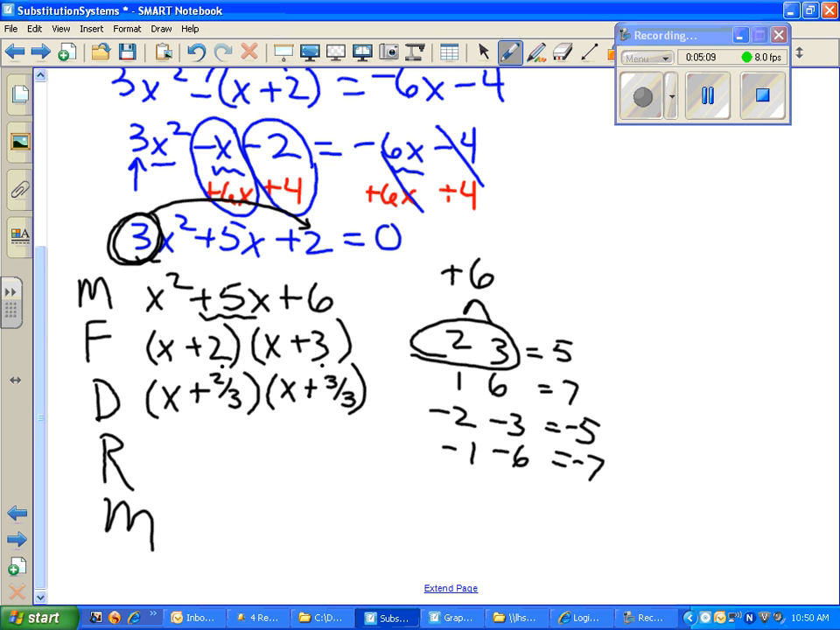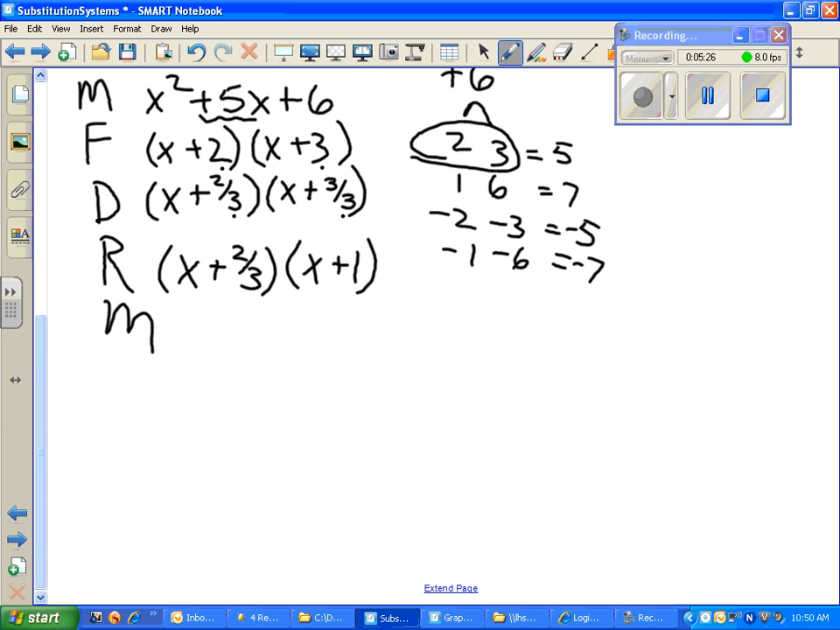R stands for reduce. You want to reduce either of these fractions if at all possible. So it's going to be x plus 2/3 and then x plus 1. And the last step, M for move. Anytime you still have a denominator, like this first set here has a denominator, you will move that denominator into the front of the parentheses there, so it will be 3x plus 2 inside the parentheses, and then x plus 1. And that is the factoring of it.